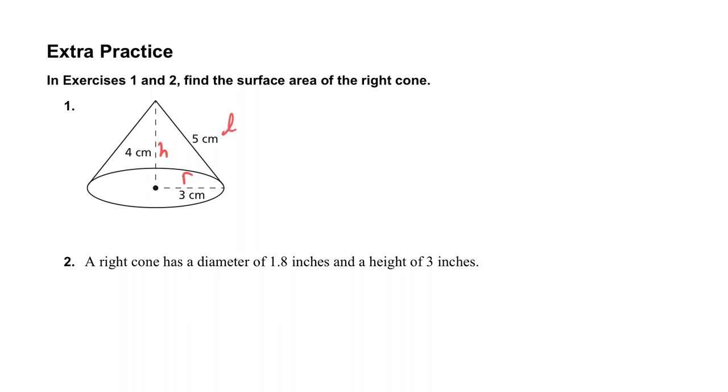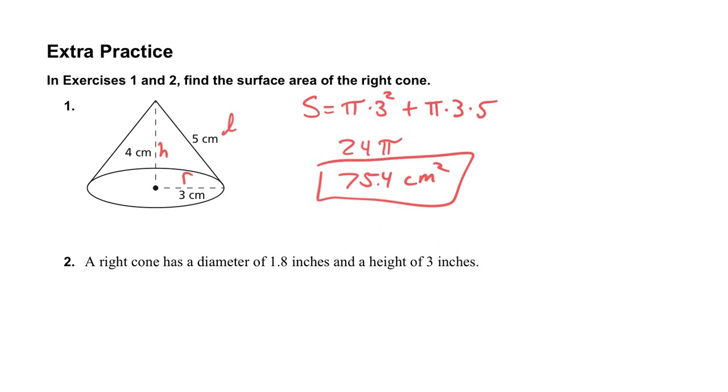So when it asks to find the surface area, we're going to do surface area equals pi times the radius squared, that's the base, plus pi times the radius times our slant height. So if we put that in the calculator, we are going to get 24 pi. That is also known as 75.4, and we can talk about that being centimeters squared because we're talking about area.